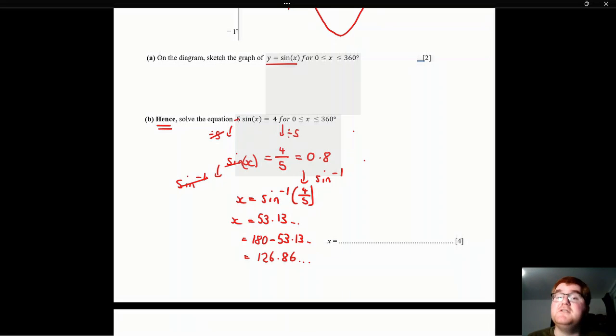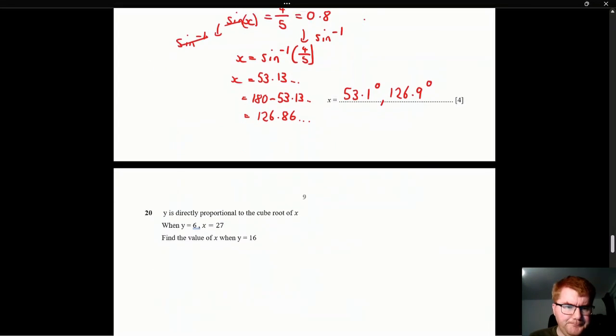So we want to round this to something sensible. So 53.1 degrees and then 126.9 degrees. Again, you'll get that extra mark for making sure you write down the rounded answer that is appropriate.